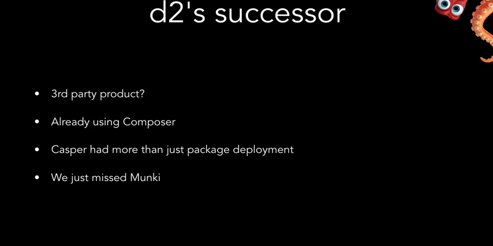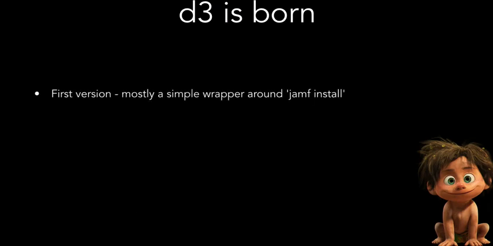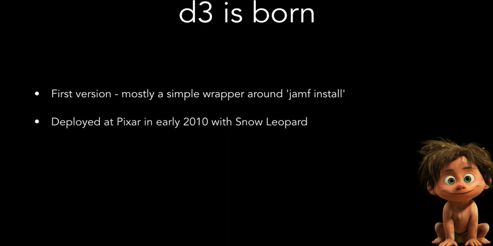This was all happening as Greg was writing Monkey. We didn't know Greg was writing Monkey. So yeah, we just missed it. The first version of D3 was really just a simple wrapper around the Jamf install command. It just added a little bit of extra logic to it to help it understand that package A is just a new version of package B.